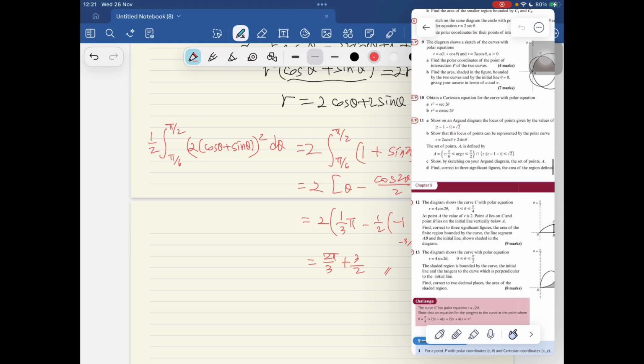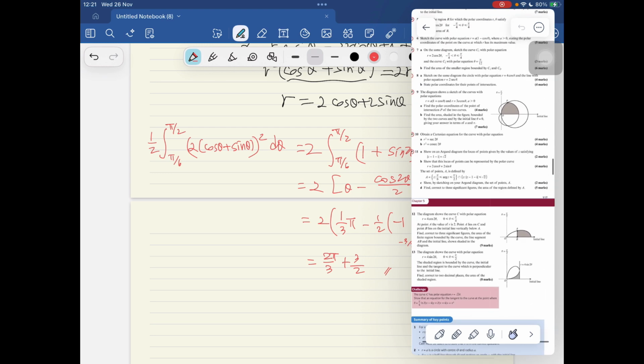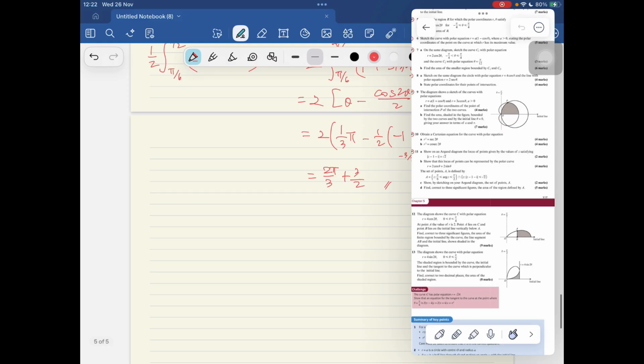The diagram shows this one. Point A is the value of r equals 2, and point A lies on C, and point B lies on the initial line. So the area, we can find it.